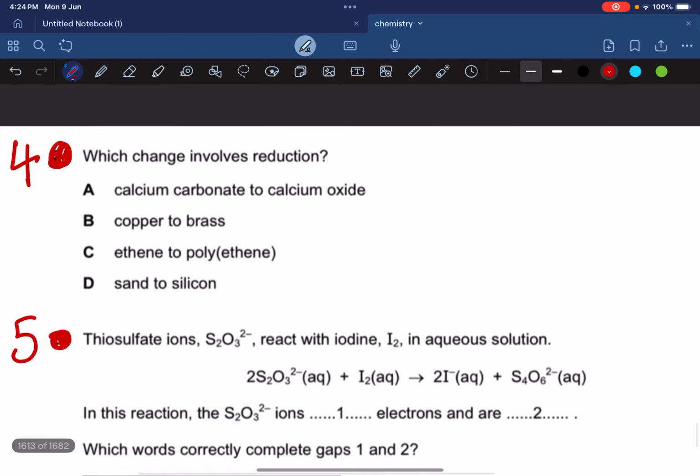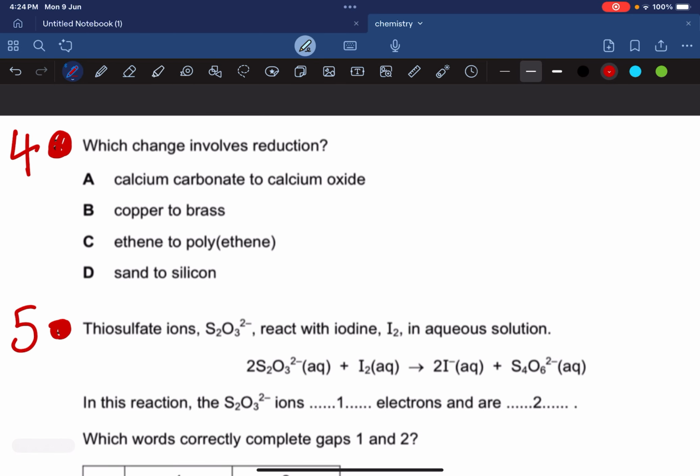Now we have another MCQ. Which change involves reduction? That's such a nice MCQ. If you really think your chemistry is good, tell me which change involves reduction. Calcium carbonate to calcium oxide. Let's write this equation. We have calcium carbonate, CaCO3, forming calcium oxide, CaO, plus carbon dioxide. That's what is basically happening.